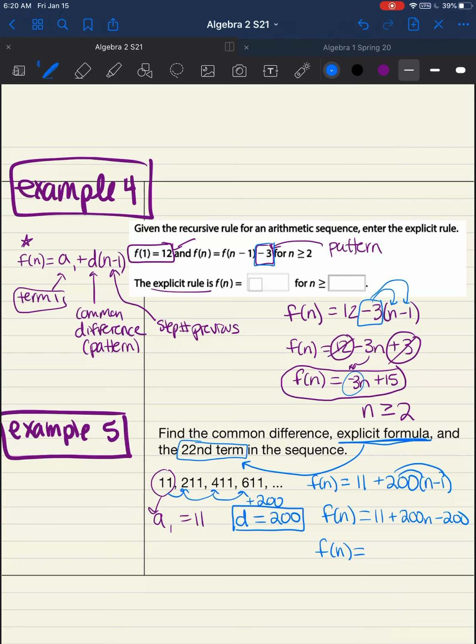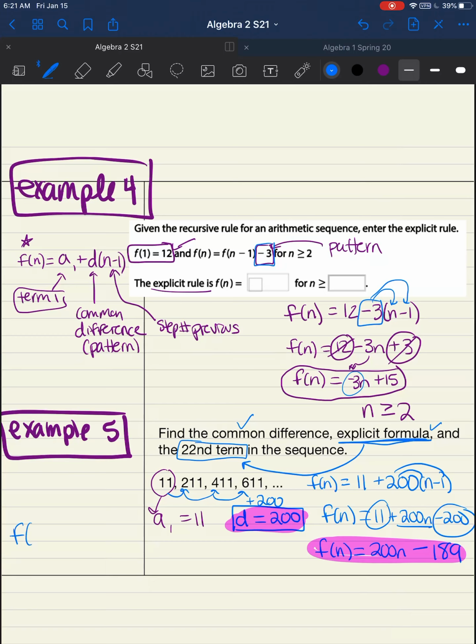Now we're going to combine like terms. So remember that that minus sign in front of the 200 makes it negative. So you're doing 11 minus 200. And so you're going to have, we're going to bring this term down, 200n minus, so putting these like terms together, 189. All right, so we've done common difference, we've done the explicit formula. Now we need to find the 22nd term.